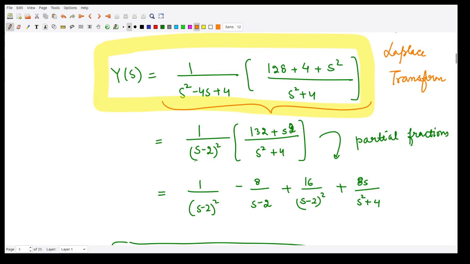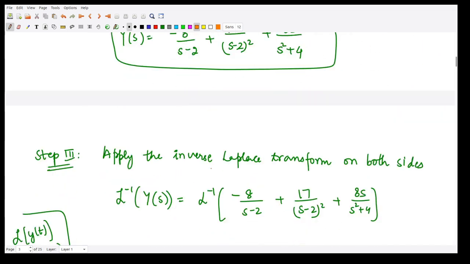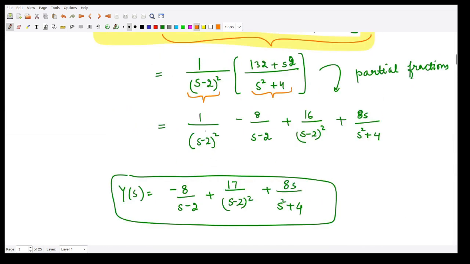Now here you see in the denominator you have this square term and this quadratic term. So according to the square term, you can calculate these coefficients. You will write this as a plus b divided by s square plus 4. This is according to this particular term, and for this term you will write c divided by s minus 2, and then d divided by s minus 2 whole square.